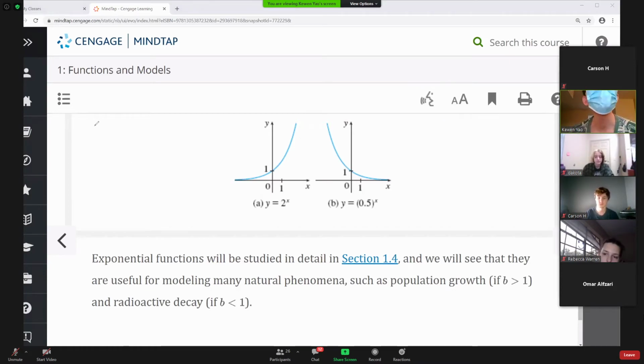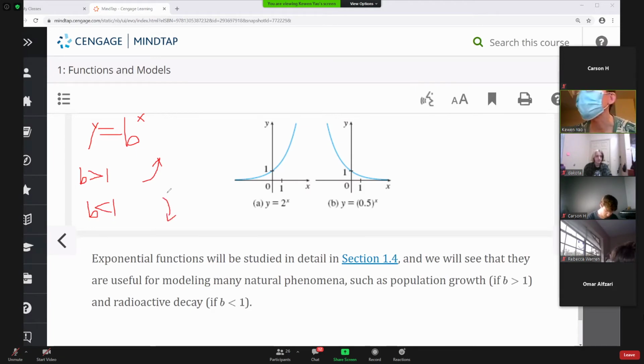Okay, so please write down y equal to b to the x. This is an exponential function. If b is larger than 1, the function is what? Increasing, right? If b is less than 1, the function is what? Decreasing.